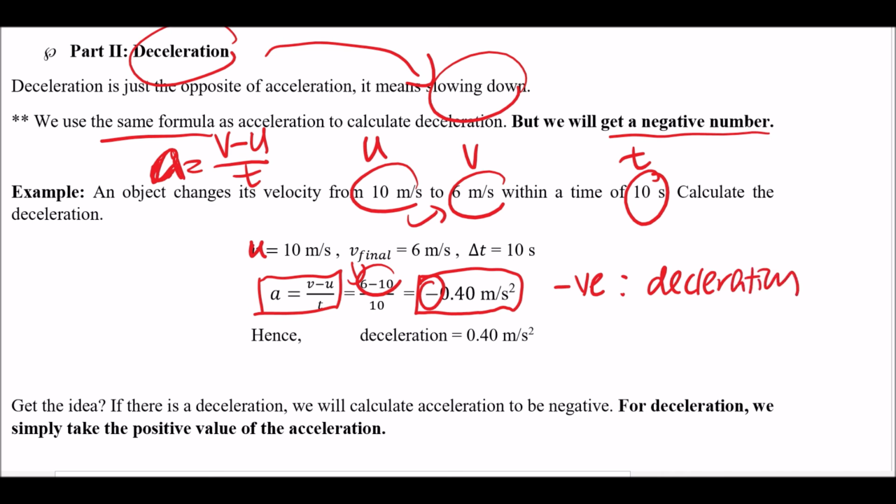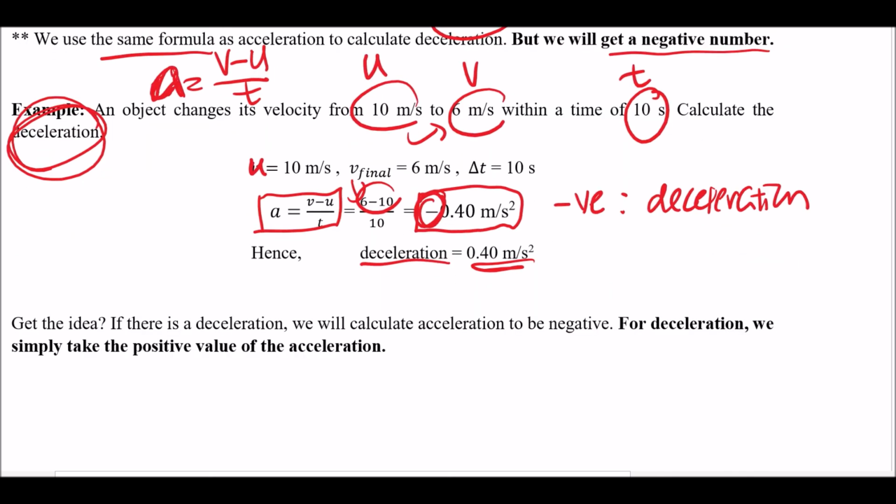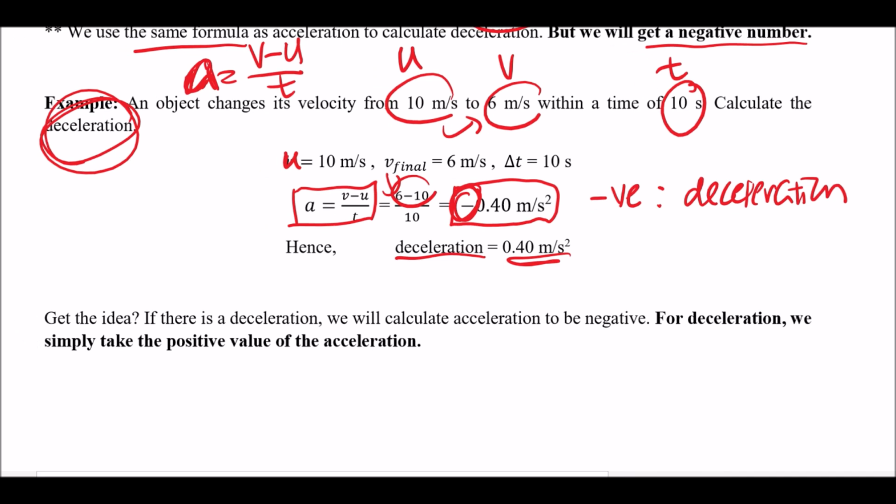Okay, deceleration. Sorry, I spelled it wrongly. Deceleration. Okay. Alright, hence when the acceleration is negative, but for the deceleration, we just take the positive number. Okay, so if we are asked for the deceleration here in this case, we just quote the positive number. We simply take the positive value of the acceleration if we are asked for deceleration.